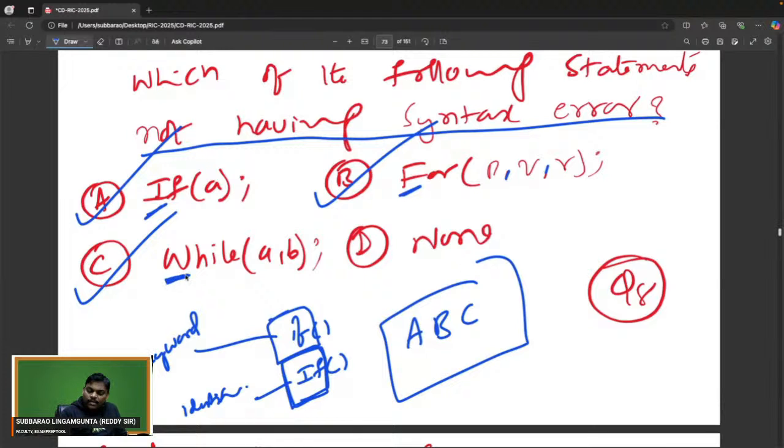Remember, capital letter is different in C language, small letter is different. C language is a case sensitive language. Because of that reason, If became a function, For became a function, While became a function. Actually, if is a keyword, for is a keyword, while is a keyword, but because you kept a capital letter, they became functions. I hope everyone understands, ABC is the correct one.